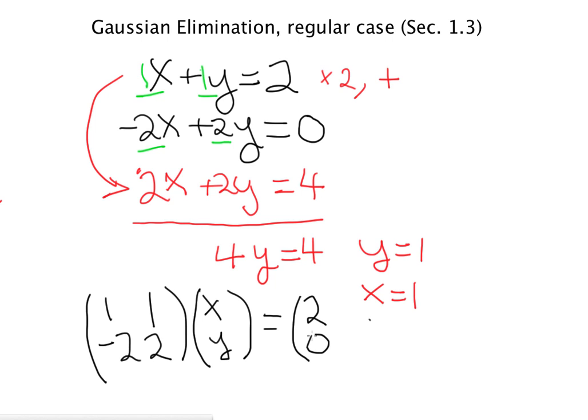2, 0. Okay. Now, I suggest you pause right here and just confirm for yourself that this single matrix equation is exactly the same thing as the original two equations. If you write out this matrix multiplication, you get two equations which are exactly the original ones.